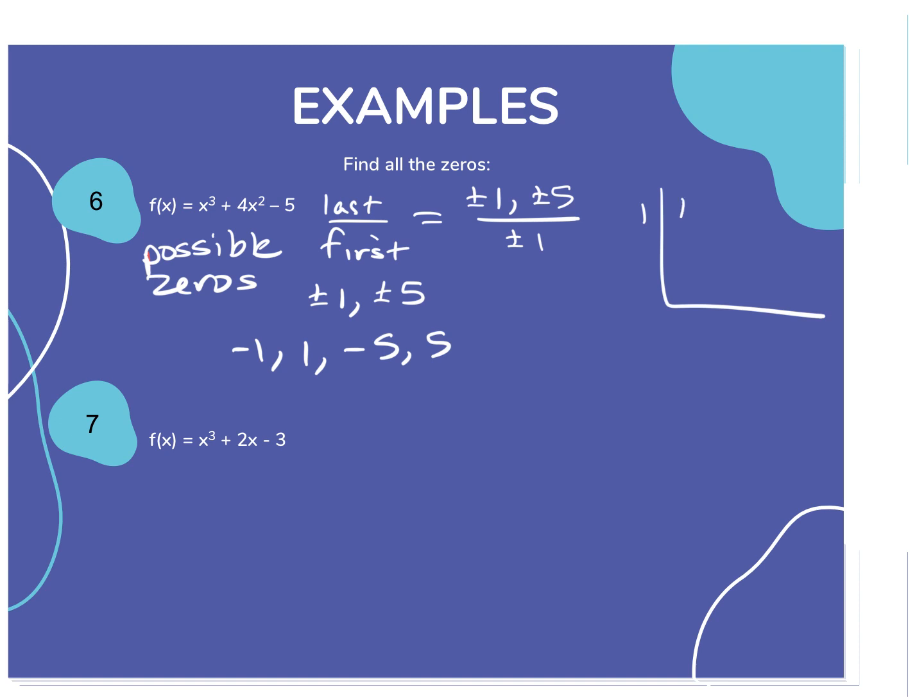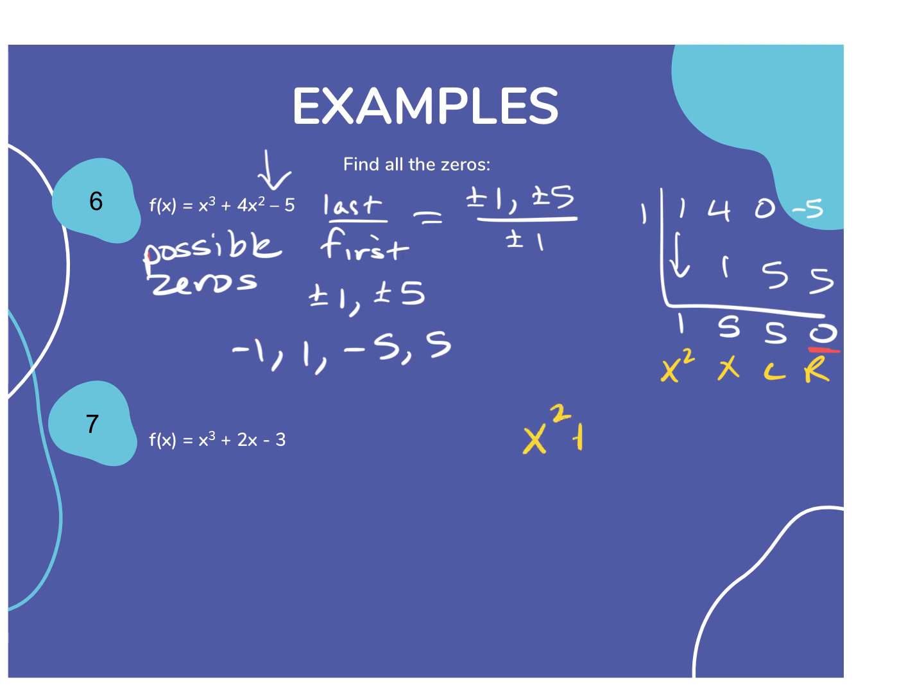So remember, this one's missing the x term, so I got to hold the spot in my synthetic with a 0. So I'm going to put in 1, 4, 0, and -5. I'm going to bring down, multiply, add the column, multiply, add the column, multiply. I found it. This has got a remainder of 0. I can now add back my variables, x squared, x, constant, remainder. So x squared plus 5x plus 5 equals 0. So I found one zero.